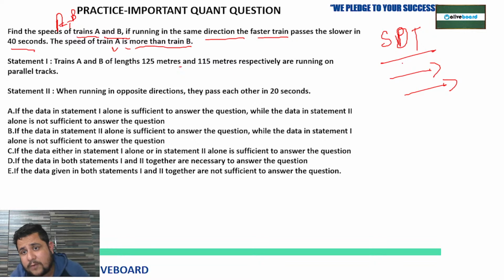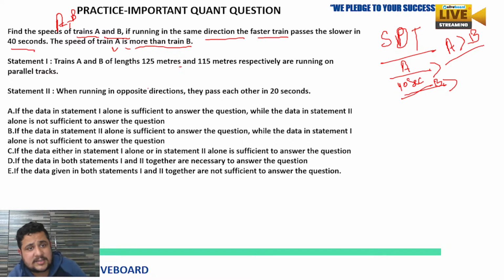So we need the speeds of train A and B. We know that the speed of train A is greater than B. In the same direction, the faster train crosses the slower train in 40 seconds. That is fine for us. Now, what are they asking? The speeds of A and B. We need to verify whether the given statements are sufficient to answer this or not. These are the options, and from these we have to choose accordingly. So now tell me the answer.